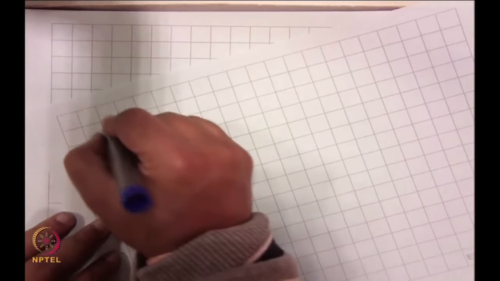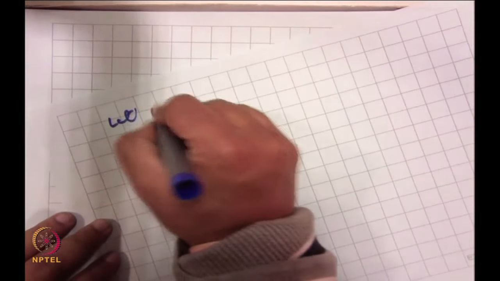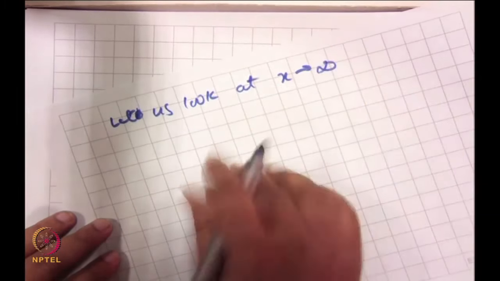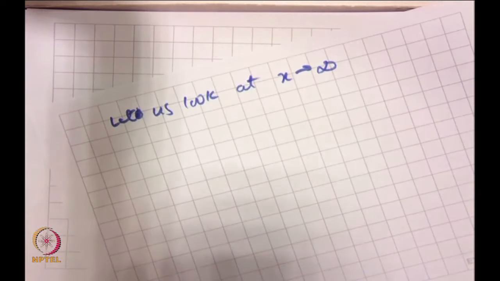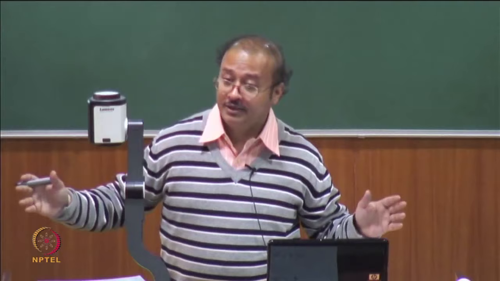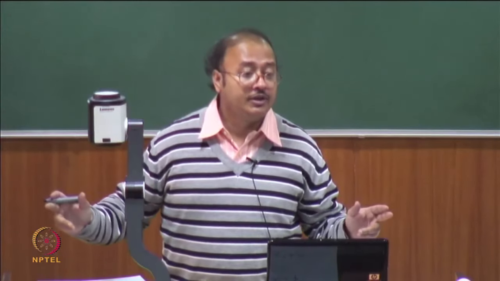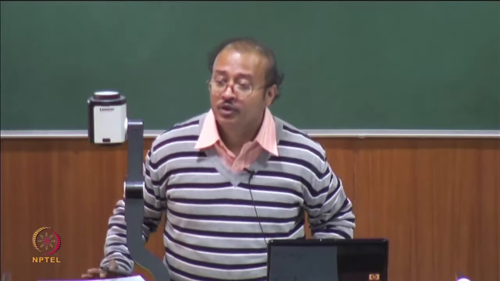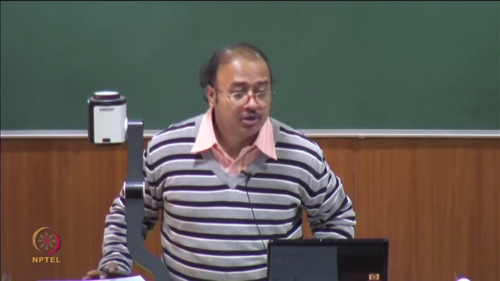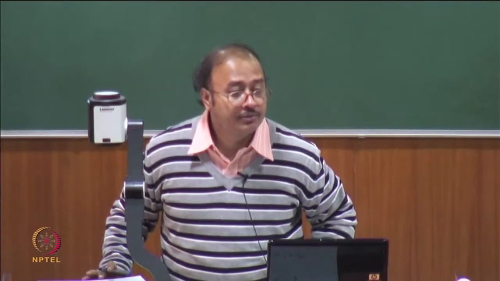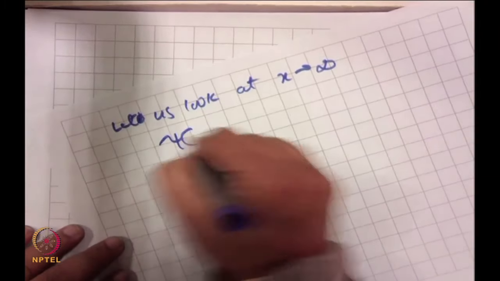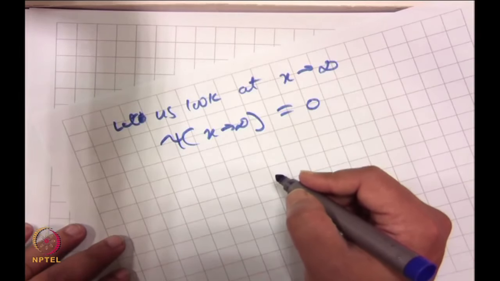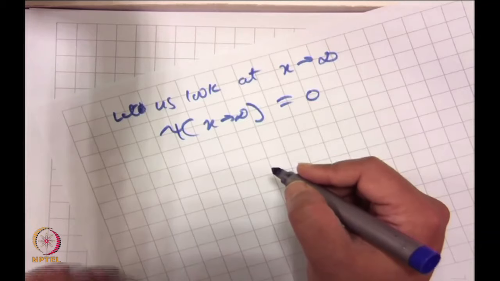Let us look at x tending to infinity. If x is tending to infinity, that means you are going far and far away from your plate. If you are at an infinite distance along the x direction from the plate, would the ions feel any electrostatic potential? No. So I can write psi as x tends to infinity is equal to 0. Based on this, what does our previous equation become?